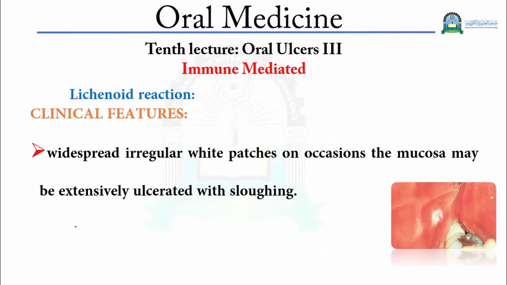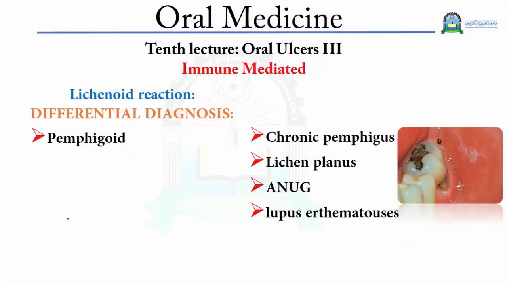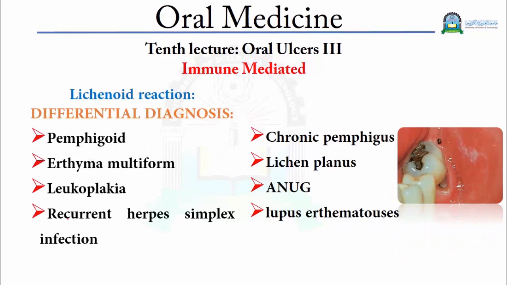Clinically, there are widespread irregular white patches. On occasions, the mucosa may be extensively ulcerated and sloughed. Lichenoid drug reactions should be differentiated from pemphigoid, erythema multiforme, leukoplakia, recurrent herpes simplex infections, as well as chronic pemphigus and lichen planus, acute necrotizing ulcerative gingivitis, as well as lupus erythematosus.